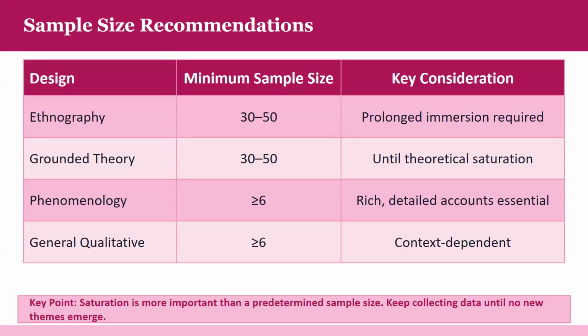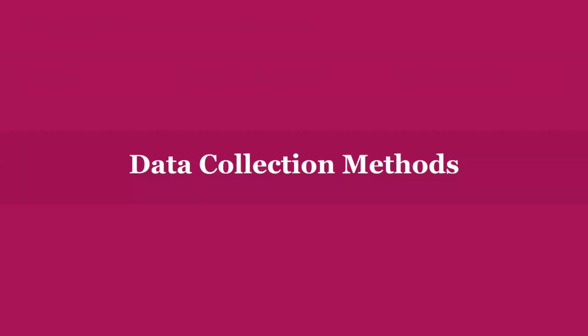So a general recommendation about the sample size is that in ethnography, we can take 30 to 50 people. In grounded theory, again, 30 to 50. And in phenomenology, and talking about general qualitative research overall, we can take around six or more than six participants. But a key point is again, saturation is more important than a predetermined sample size, and we have to keep collecting data until no new themes emerge.